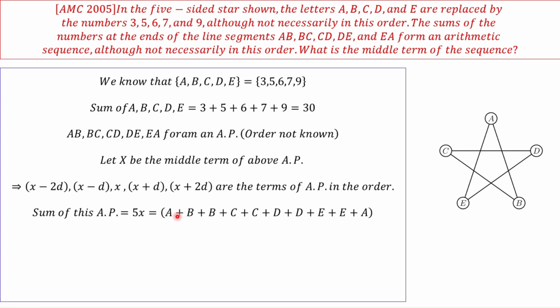AB is nothing but A plus B, BC is B plus C, C plus D, D plus E, E plus A. That means 2 times A plus B plus C plus D plus E, which is 30, anyway we know. So 5X equals 60, or X is equal to 12. Okay, hope you understand this problem.